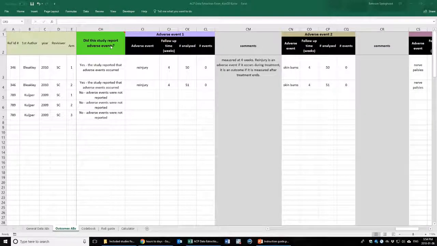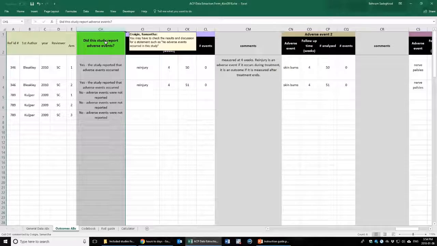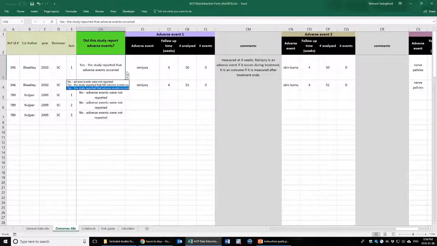Our last section is adverse events. The first question is whether the study reported adverse events. We have a drop-down menu with 3 options. First option is no, adverse events are not reported. In this case, nothing more is required. The second option is yes, the study reported that no adverse events occurred.